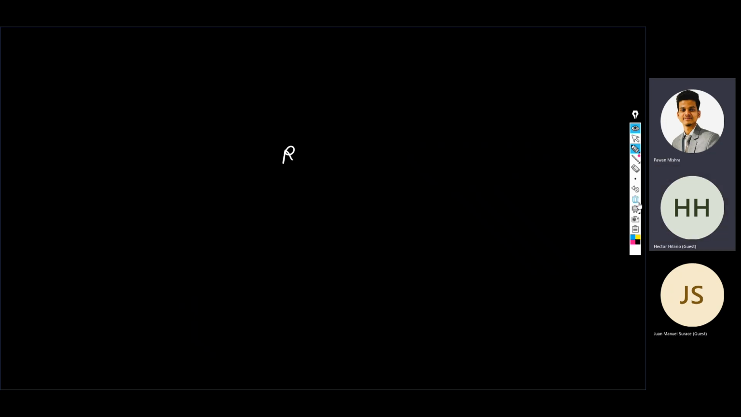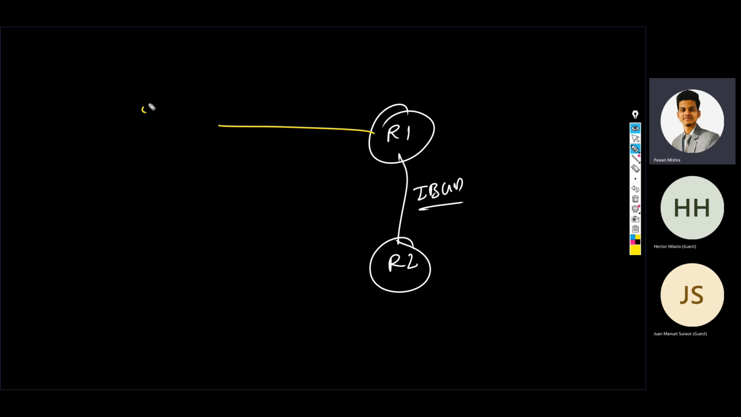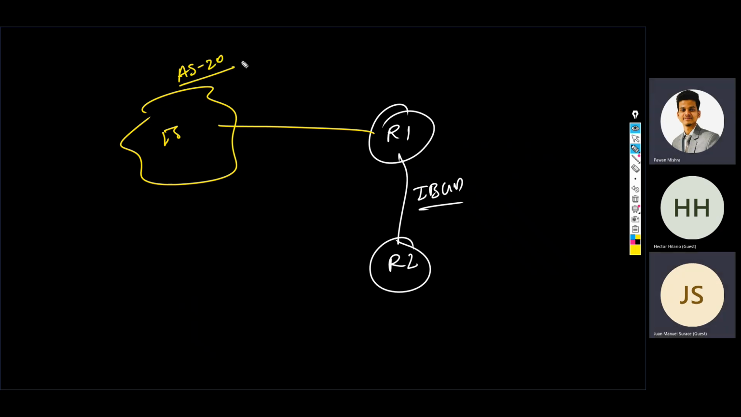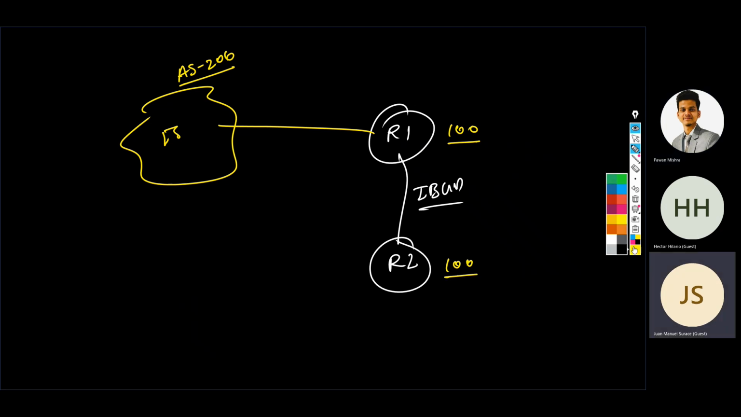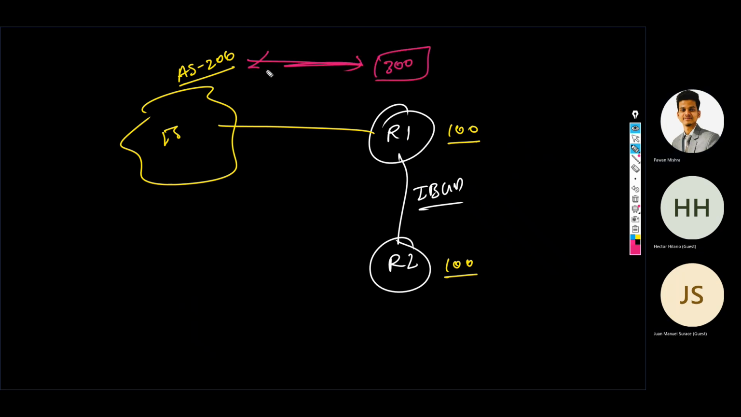Let's say this is the R1 router, and this is the R2 router, and here I'm using IBGP. Here, let's say, is the ISP, and here I'm using AS number 200, and here AS number 100, and then 100, right? Or we can say that here I'm using 300 as well.